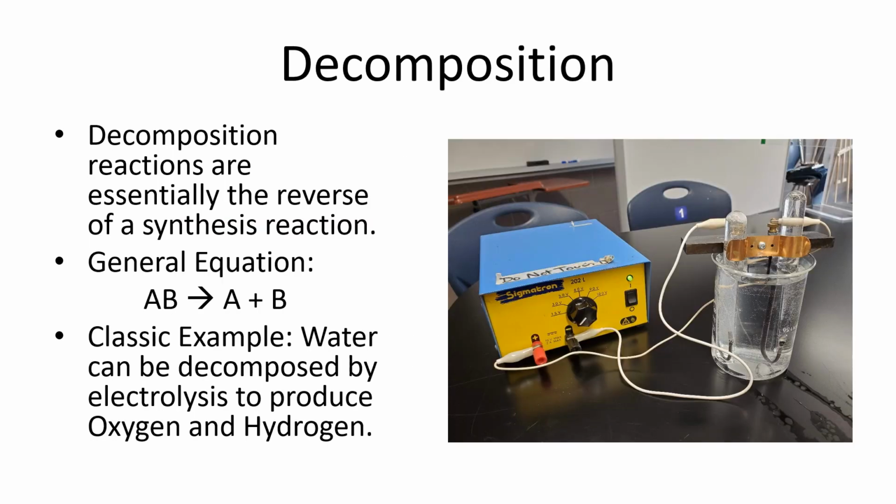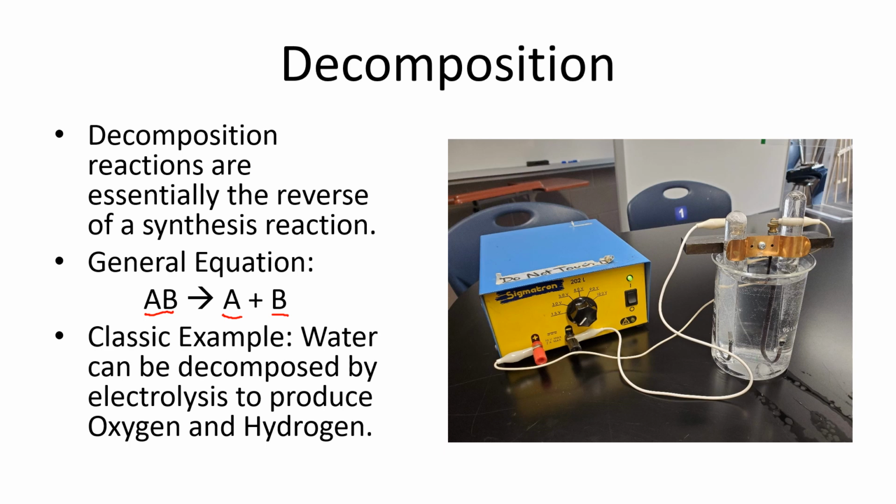Decomposition reactions are more or less the reverse of a synthesis reaction, and they can usually be carried out by adding energy or using a catalyst to get a compound to break down into its component parts. So you'll have one larger reactant that you're starting with, and you'll break it down into smaller parts. And again, just like the synthesis reactions, those smaller parts can be elements, or they can just be smaller compounds.